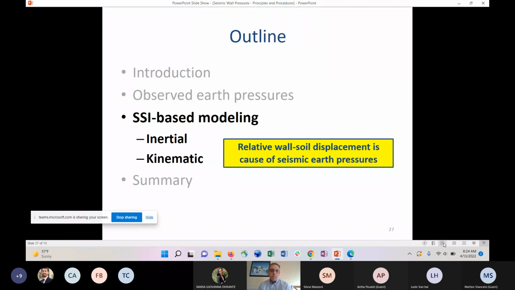And what I'll be talking about, there's going to be a number of details as we go through this SSI-based approach, but there's a very basic concept that underpins the whole thing. And I'll just make that point up front, and you'll see this throughout. And that is that what really causes pressure to be exerted against a wall during an earthquake is relative displacement. It's really as simple as that.